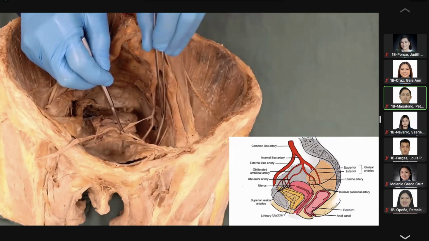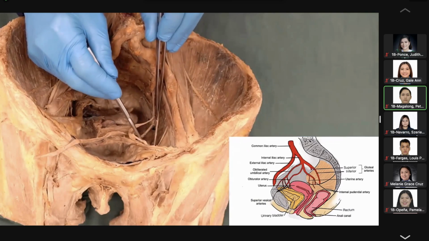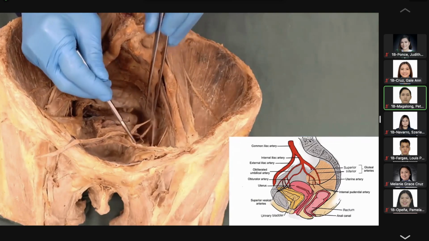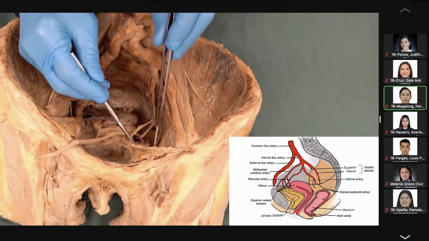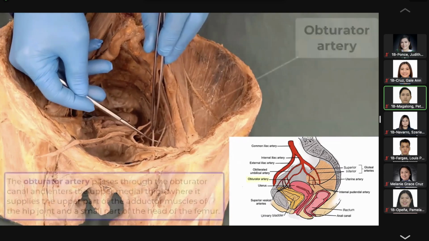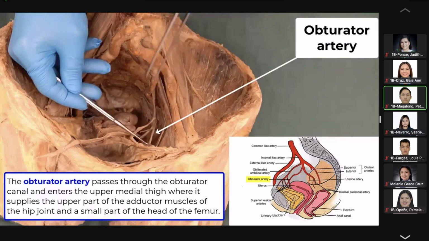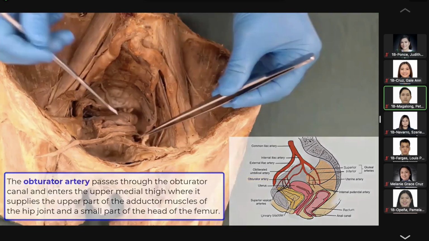Going back again, now here is another branch which goes towards the lateral pelvic wall, and as you can see, it runs with the nerve. That nerve is the obturator nerve. Then you can guess the artery is the obturator artery. So that is the other branch of the anterior trunk, the obturator artery.